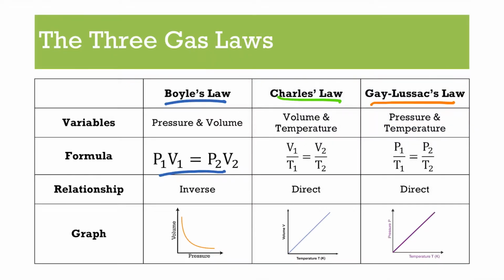And then lastly, we have Gay-Lussac's law, and that looks at the relationship between pressure and temperature. Again, here's that formula, and it has a direct relationship and has that straight line going forward. So something to point out, maybe you've noticed this: Charles' law and Gay-Lussac's law have very similar looking formulas. They're both direct relationships. And then Boyle's law is kind of that black sheep. It just doesn't totally match up with everything. So those are the three laws.